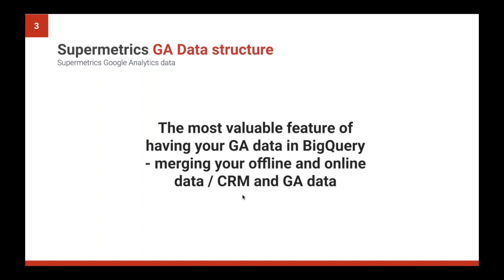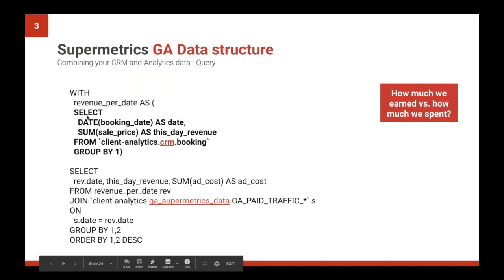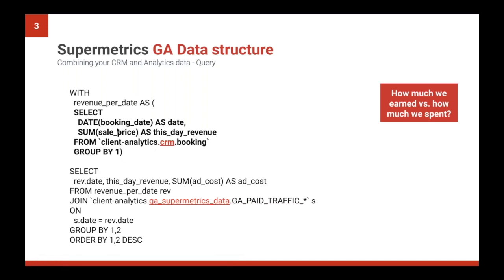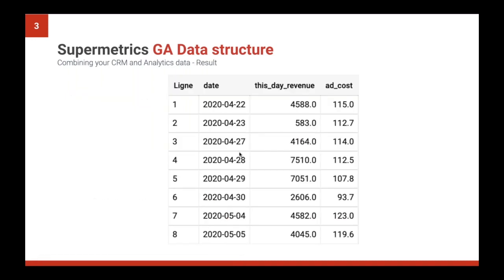So I combine my CRM data with Google Analytics to get more information about what actually happened in the client's business. Here I gave you just an example of combining the CRM data with Supermetrics ad cost. I created a table to get the revenue per date, and then I combined this table with the ad cost per date in my Supermetrics data. So I was able to retrieve this data and have revenue and ad cost per date.